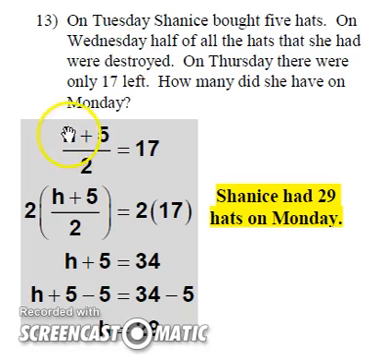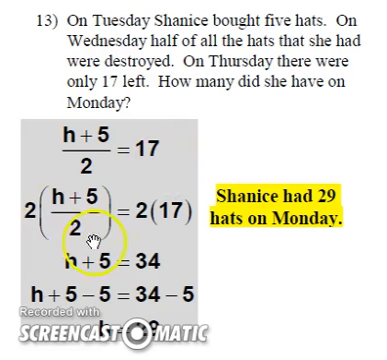Okay, so we start with she had some hats, she bought 5. Then the very next day, half of her hats were destroyed. So what she had originally plus the new 5, half of those were destroyed. So we have to divide that by 2. And after all that, she had 17 left. All right, so there's our equation. What she had plus the 5 she bought, all divided by 2, and now she has 17.